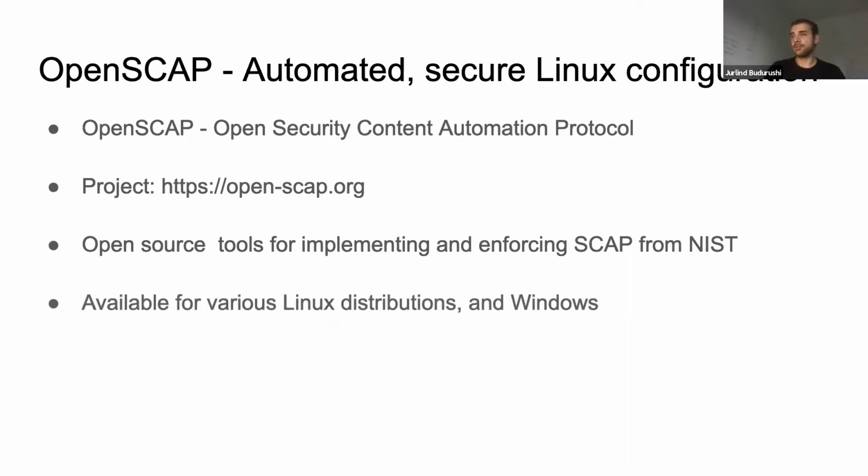OpenSCAP itself is available for various Linux distributions and newly for Windows. The version that we will see is 1.2, so it doesn't support Windows so far. If you use version 1.3, you would be able to use it even for Windows. This means that you can use it to configure and harden the system. So you can configure and harden different distributions of Linux, and you can now also harden Windows systems, and you can install one of the tools that helps you do this in mostly all environments, including also Mac.